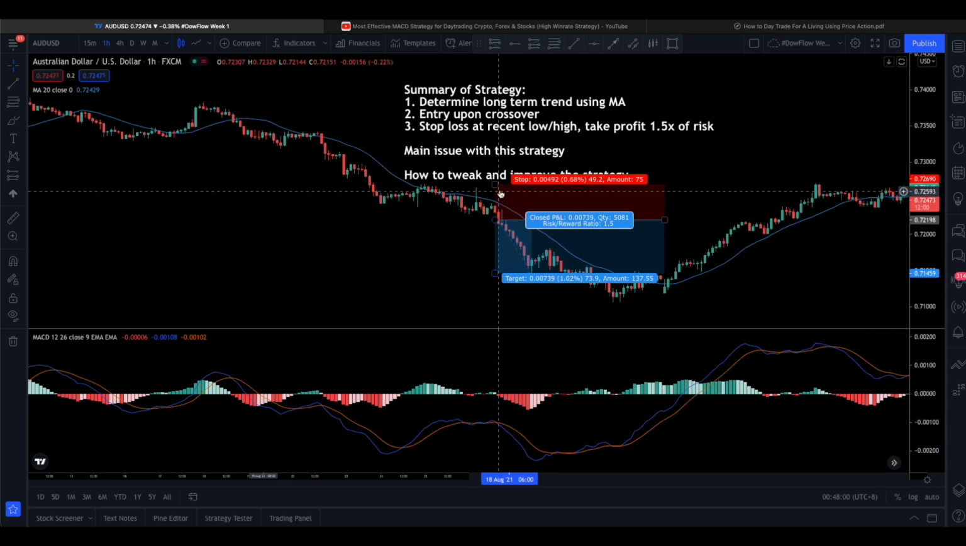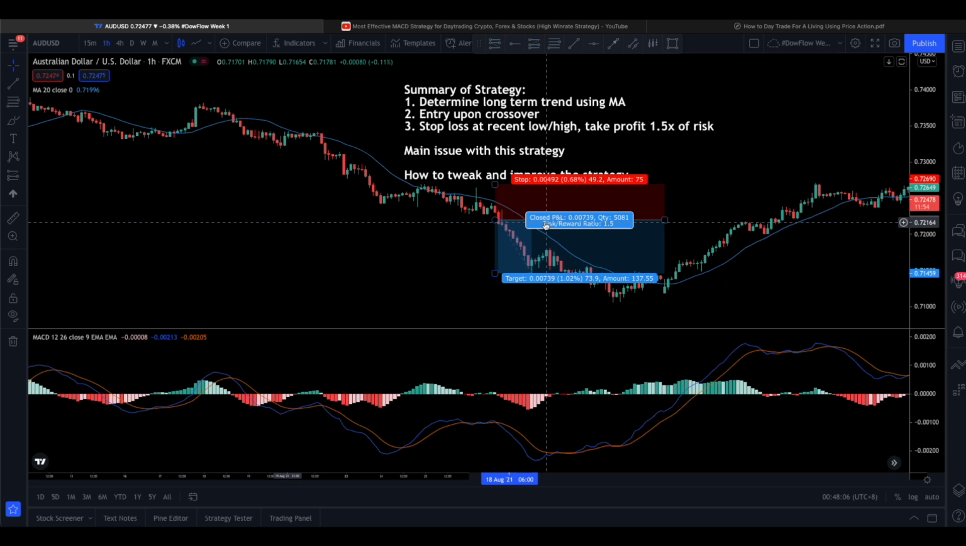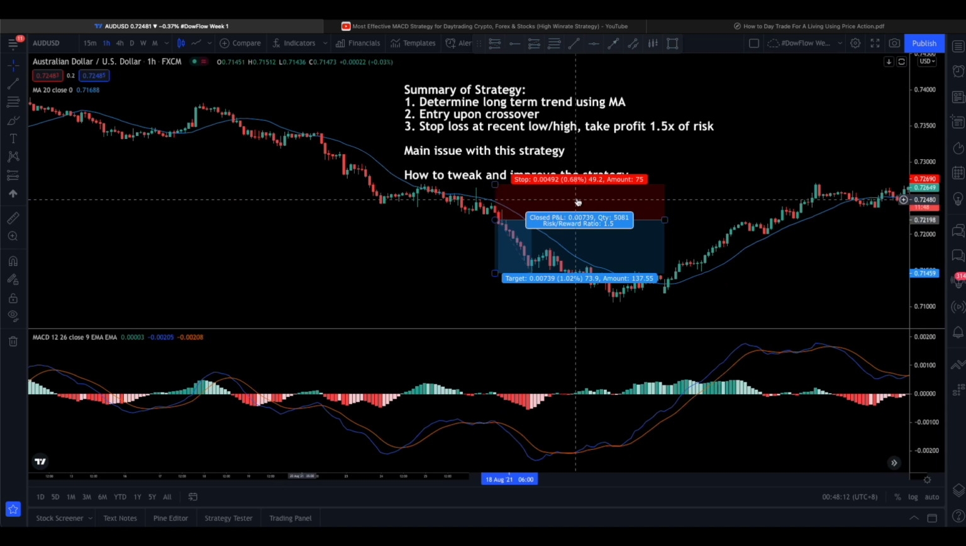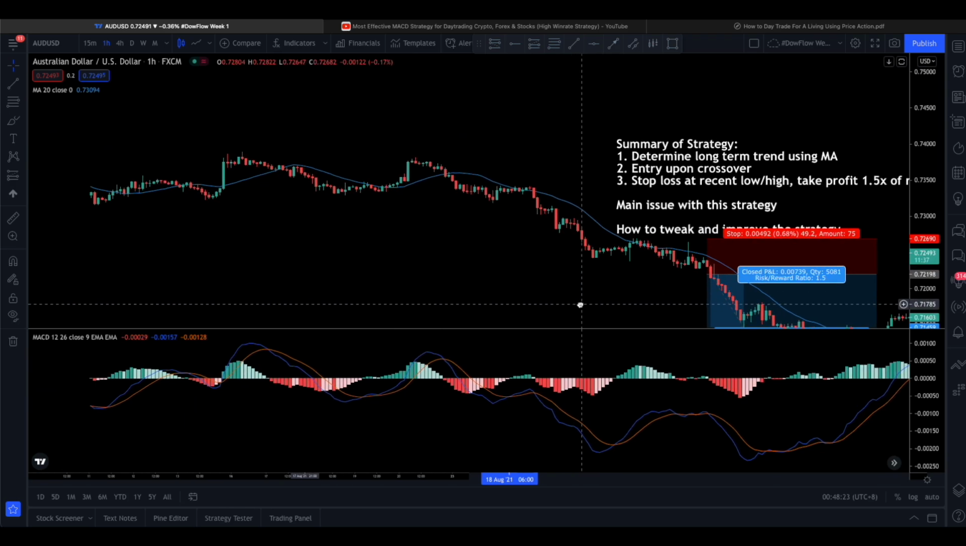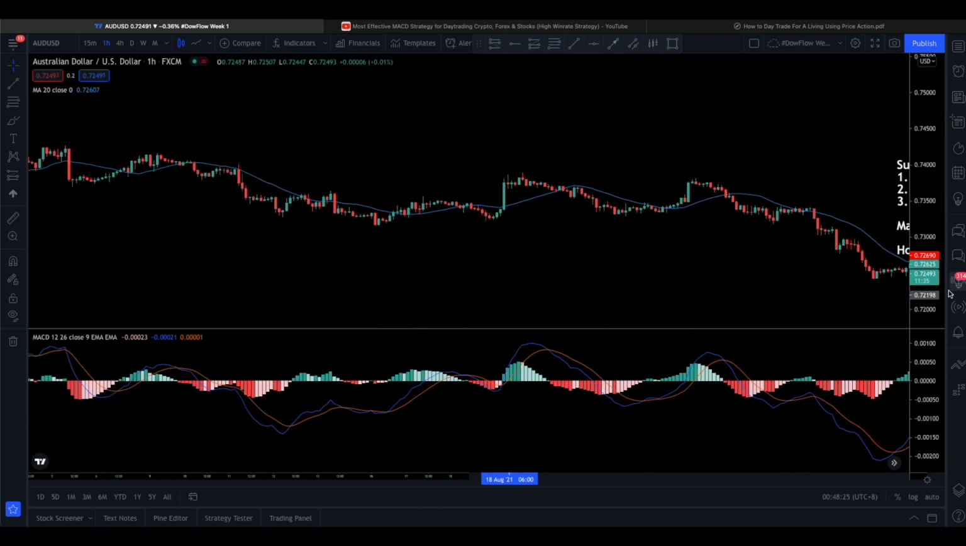How he places the stop loss is he places his stop loss above the swing high, and his reward or take profit is just 1.5 times the risk. So in this case, let's say if his risk is about 49 pips, then his profit will be about 73 or 74 pips as take profit. Pretty elementary stuff.